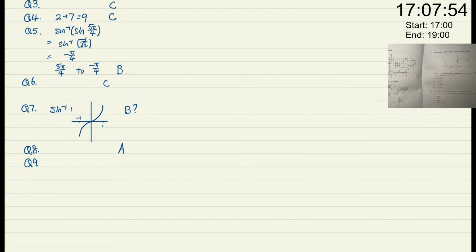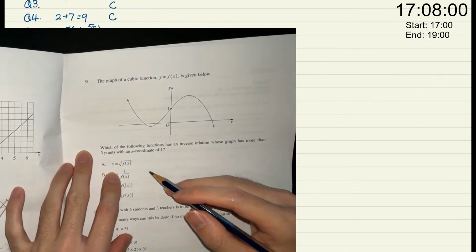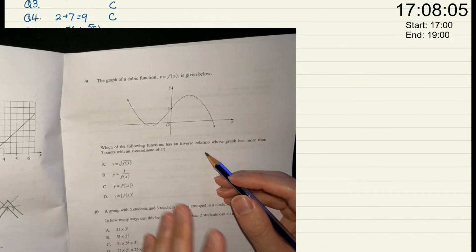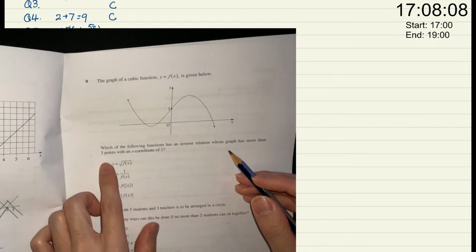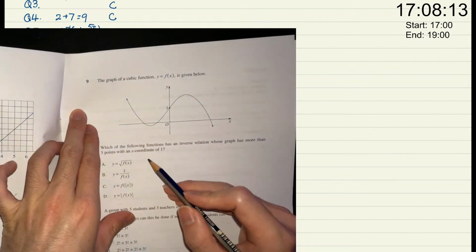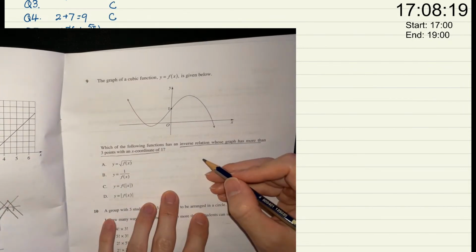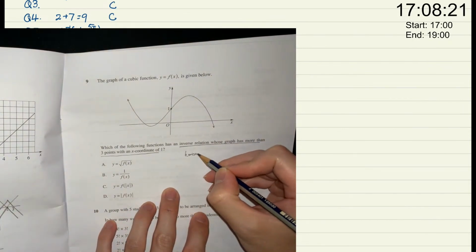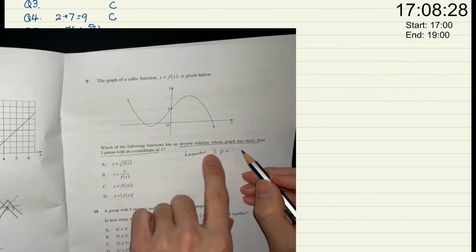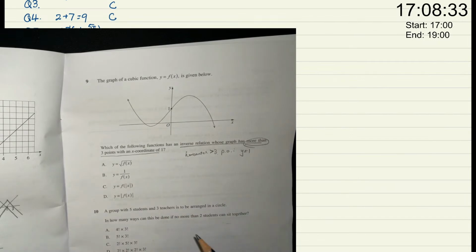If you're thinking about this, they want you to think about the transformations of the given graph, and it wants to talk about inverse relation. Once you inverse it, the relation has more than 3 points with an x-coordinate of 1. This is just a really fancy way of saying: how many of these have more than 3 distinct points of intersection with the line y equals 1? Okay, so let's have a think about this.